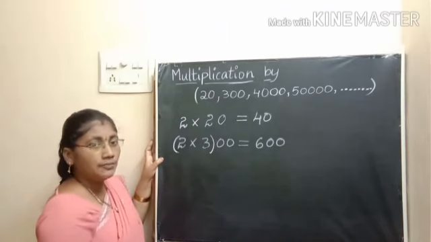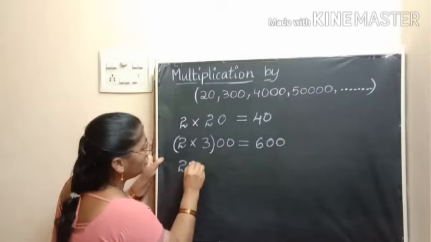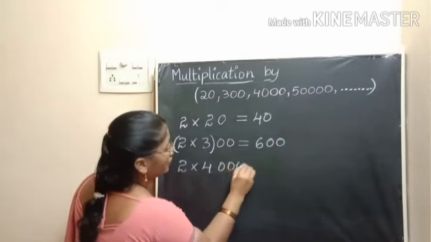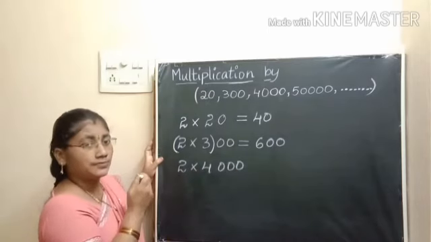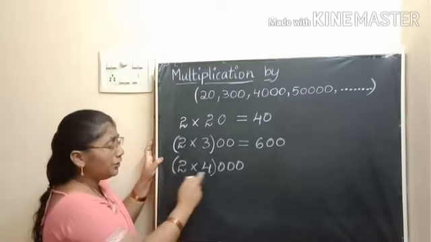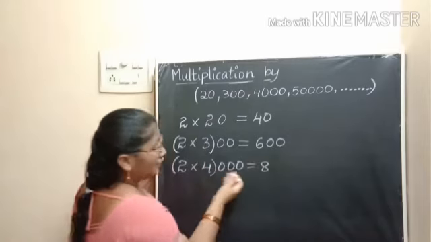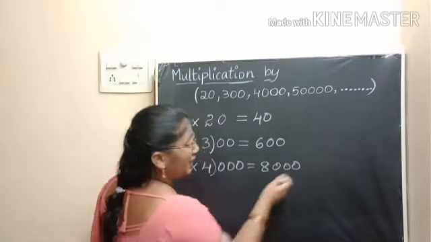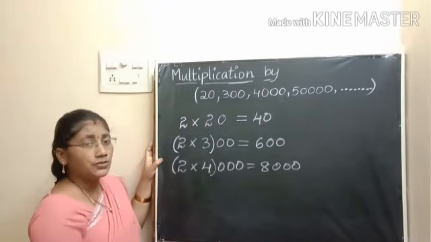Understood, children? Like that, if you want to multiply 2 into 4,000, here also we can use the same trick. That is, group these two numbers. 2 into 4, how much is it? 8. Then write 3 zeros. It gives us 8,000. 2 into 4,000 is equal to 8,000.